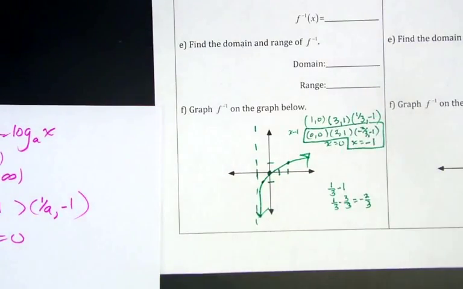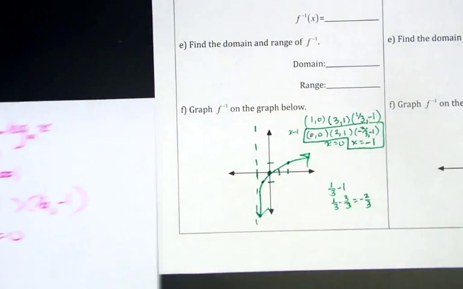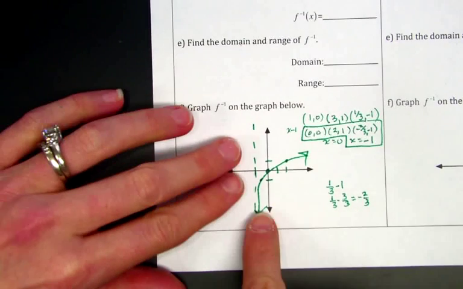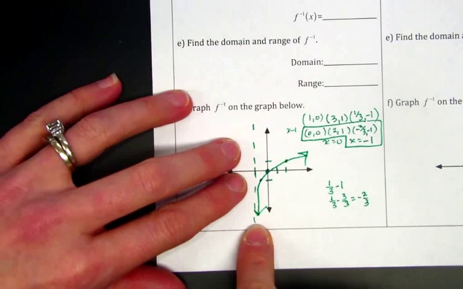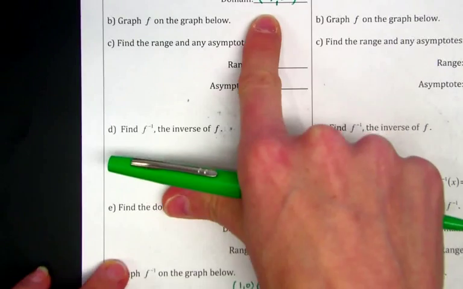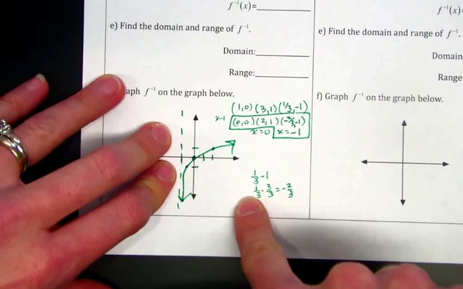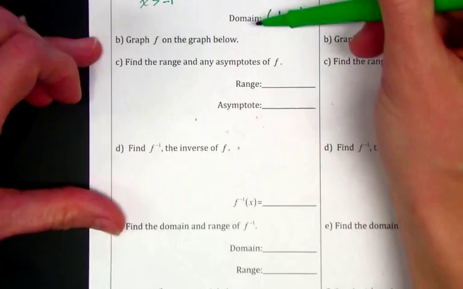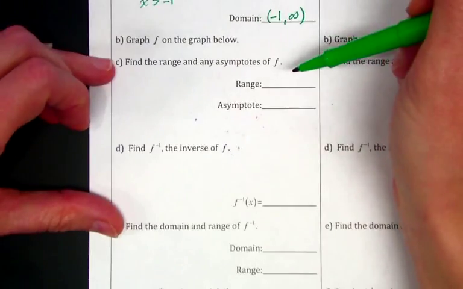Okay, so now we have our graph. What you can do now, you guys, is you can actually check your domain as well. If you look, our asymptote is at -1. We'll take a look at our domain, -1 to infinity. They match. So we just finished step 2. We did the graph. Now we're going to find the range and any asymptotes.